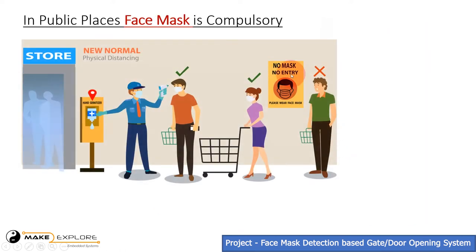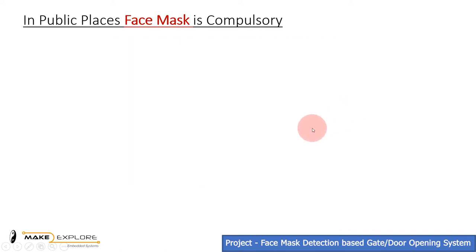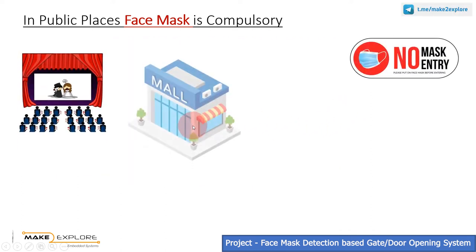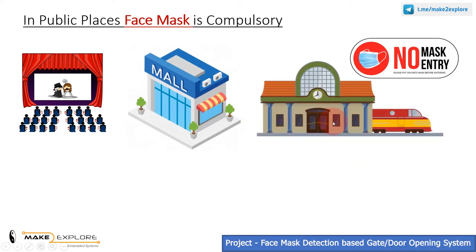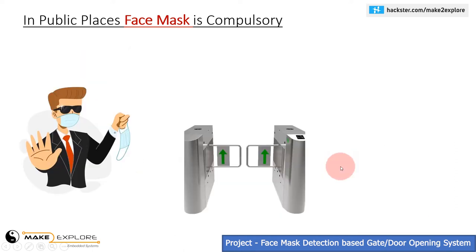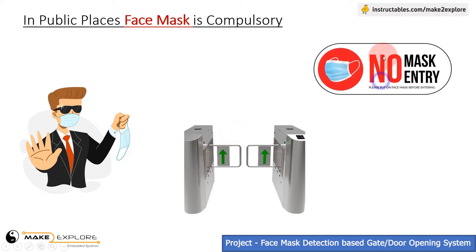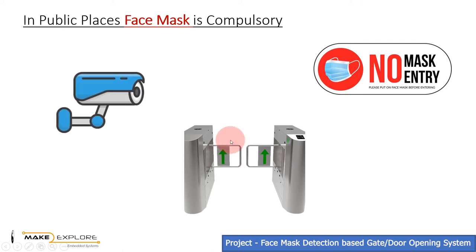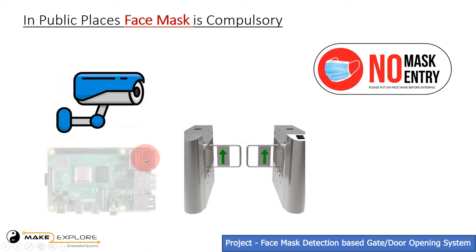So, you may have seen no mask, no entry boards with setup of face mask and COVID-19 safety checking booths in several public places like movie theaters, shopping malls, train and subway stations, holy places, hotels, gyms, etc. where security personnel are appointed to check the face masks of people. They will not allow you through the gates without a face mask. So, in such places, what if we place an automatic system with gate access control, fully automatic, without any human intervention? In this project we will try to implement such a system using Raspberry Pi.